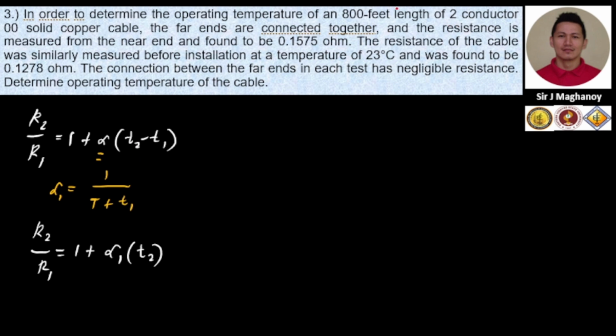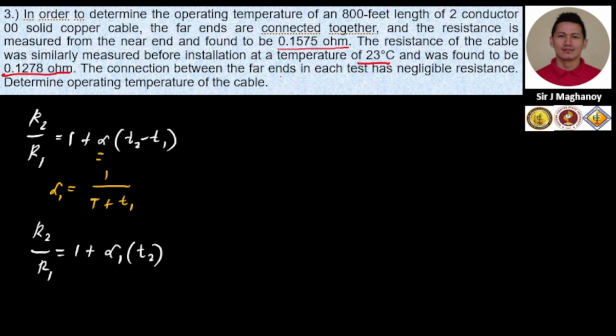So if we evaluate our problem, the resistances are already given. It was found that the resistance measured from the near end was 0.1575 over your initial resistance of the cable, which is measured at 23 degrees Celsius. So the requirement is to determine the operating temperature of the cable.